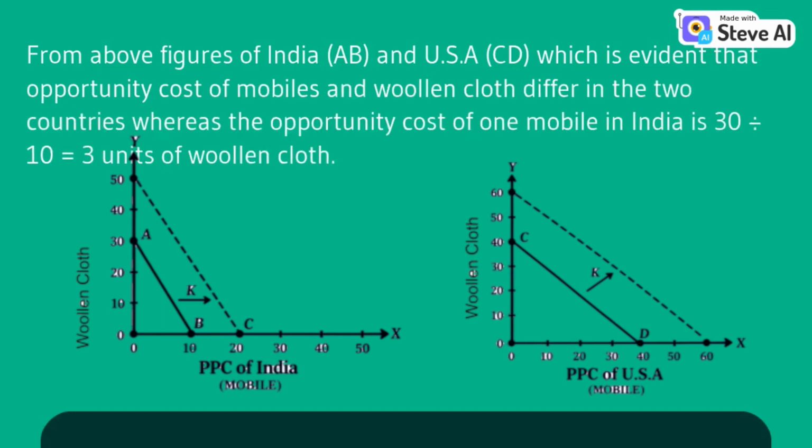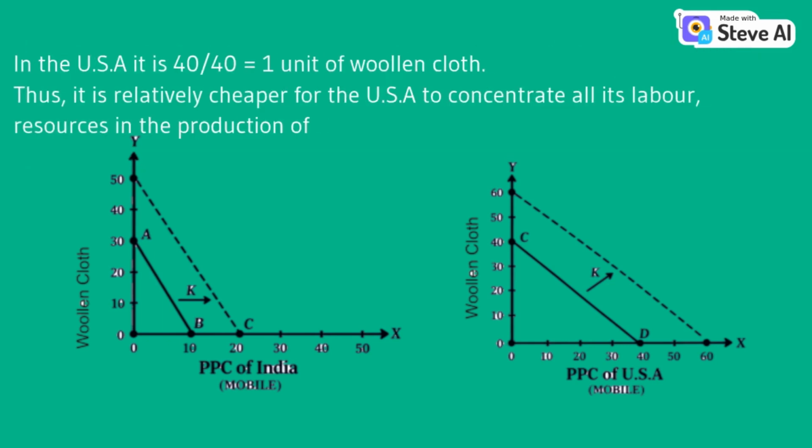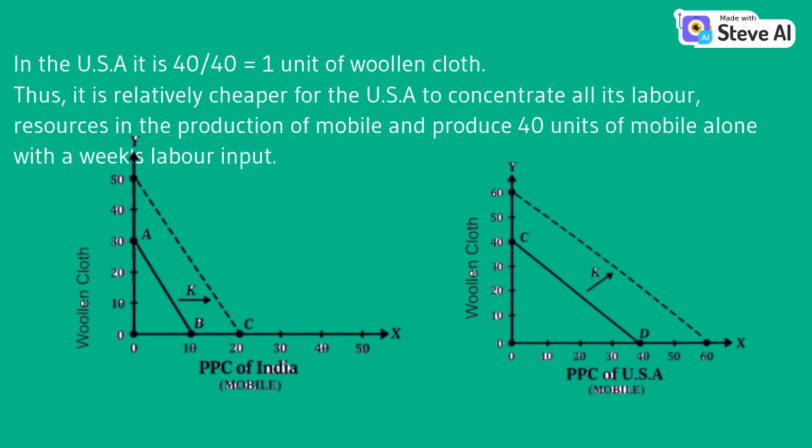From the above figures of India, A, B, and USA, C, D, it is evident that the opportunity cost of mobiles and woolen cloth differ in the two countries. The opportunity cost of one mobile in India is 30 divided by 10 equals 3 units of woolen cloth. In the USA, it is 40 over 40 equals 1 unit of woolen cloth. Thus, it is relatively cheaper for the USA to concentrate all its labor and resources in the production of mobile and produce 40 units of mobile alone with a week's labor input.